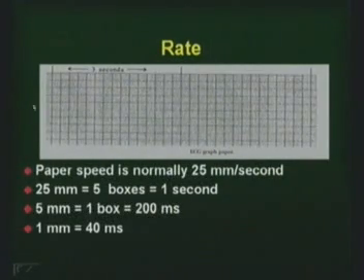The rate is the next thing we talk about. Remember, when you see an ECG, always look at the paper speed, which is normally 25 millimeters per second.